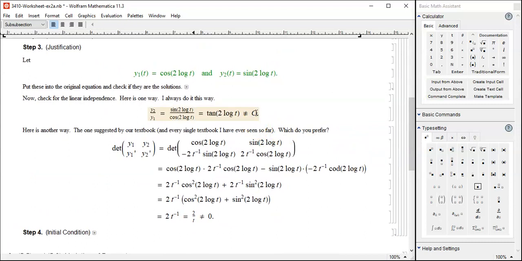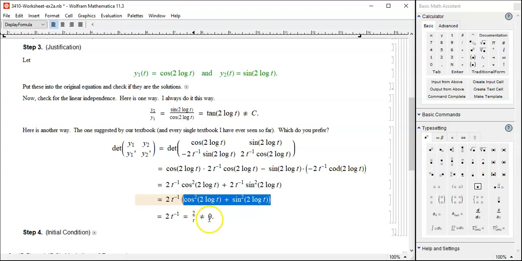Now, if you didn't prove it, or if you still want to follow the textbook author's method, then you can do this. Determinant of Wronskian, y1, y2, y1 prime, y2 prime, and then calculate the determinant. Cross multiply the principal, and then cross multiply the other, minus, and then we get this computation. And further simplification, cosine, cosine, we have cosine squared, sine, sine, we have sine squared, minus, minus cancel out, we have plus. We have cosine squared plus sine squared, that part is equal to 1.